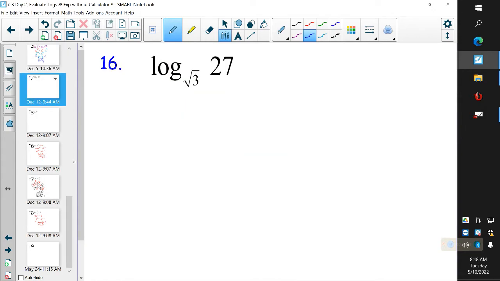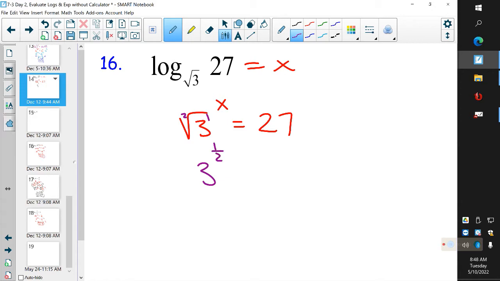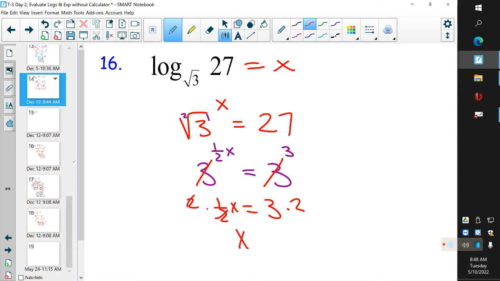Number 16. It's a logarithm, so set this equal to x. So I have the square root of 3 to the power of x is equal to 27. We just did one like this, making this the power over the root. So this is 3 to the 1/2 x is equal to 27, which is the same thing as 3 cubed. Cross off my bases because they're the same, set my exponents equal to each other, multiply by 2 on each side, and you get x is equal to 6.